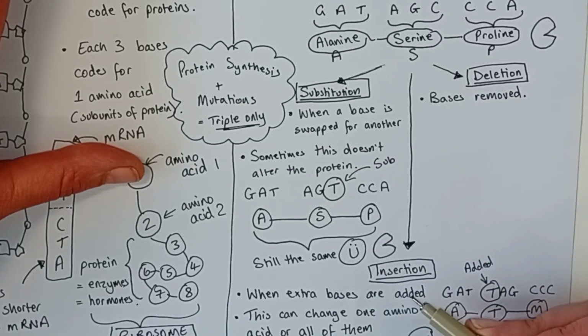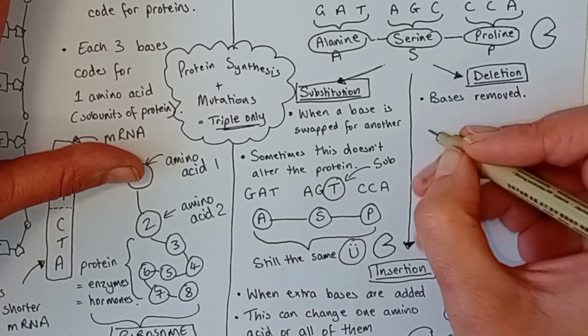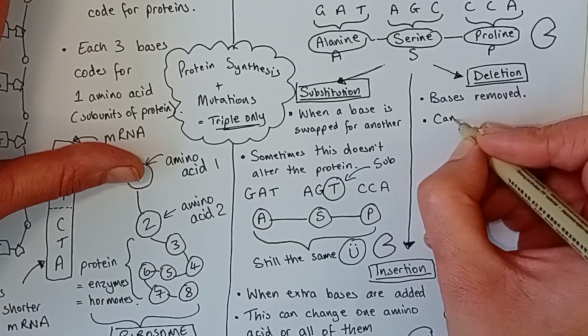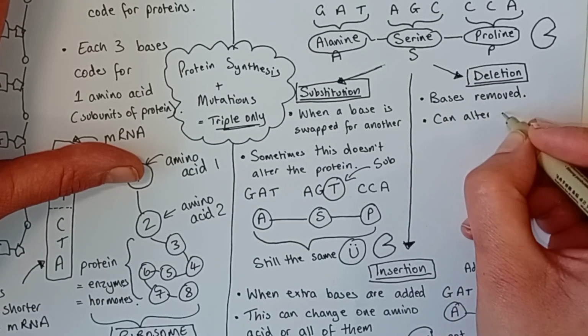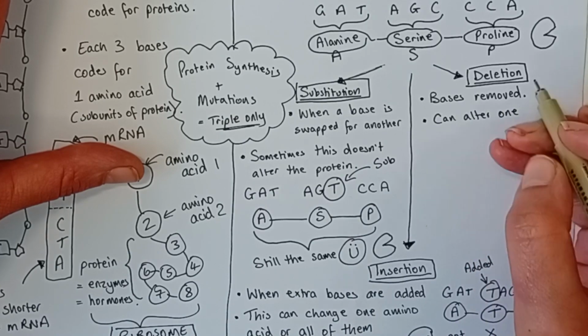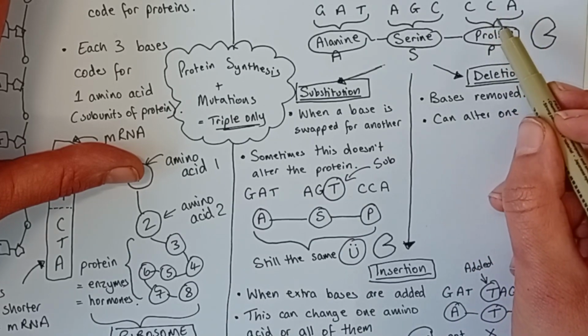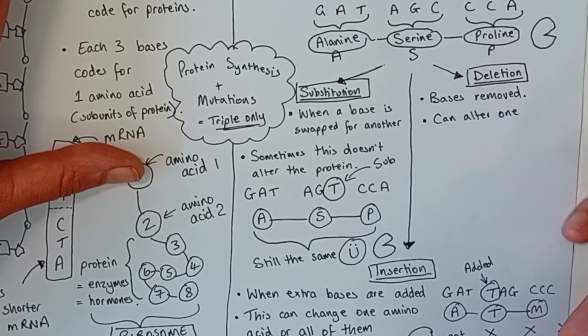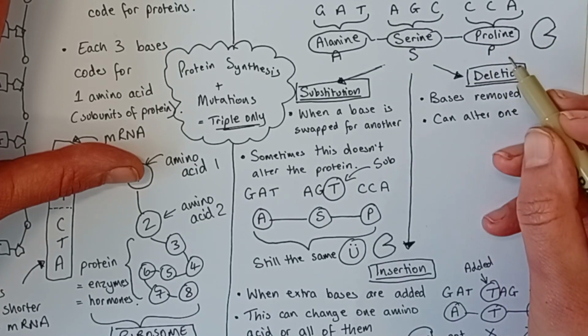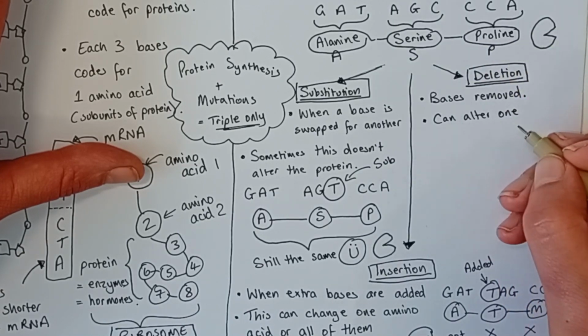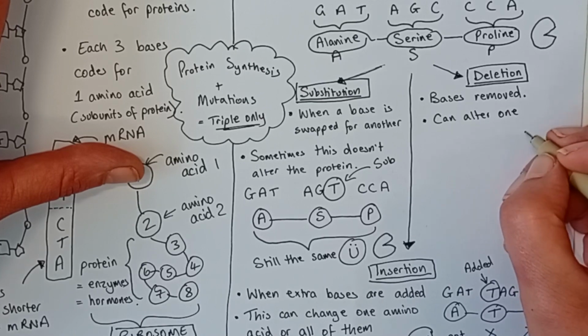And again, just like an insertion, it can just affect one amino acid if the code stays the same, or more likely it will affect all the amino acids. So if you remove 3 bases, then you just knock out one amino acid and all the rest are the same. But if you remove any other number than 3, all of the amino acids will be changed.